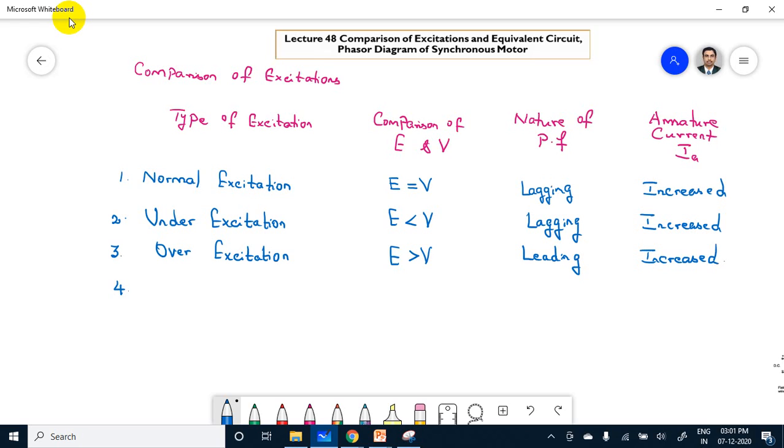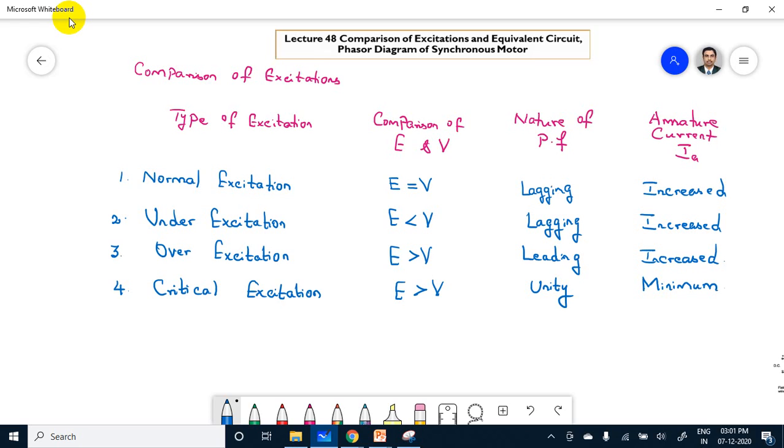Fourth point, critical excitation. In critical excitation, E will be greater than V. The nature of power factor will be unity, and the armature current is minimum.